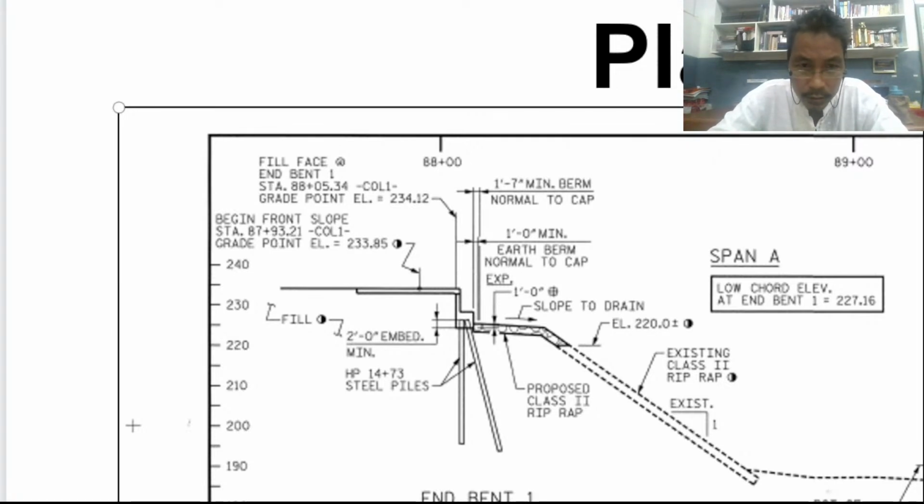So that is what? Structural steel and H piles. Okay, so piles. That's why that is the meaning of HP. H piles, that's why it is HP. Okay, that is a specific shape.